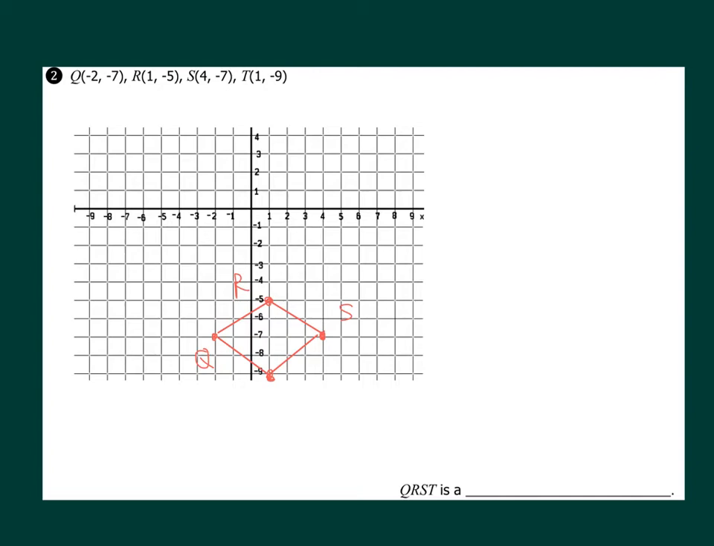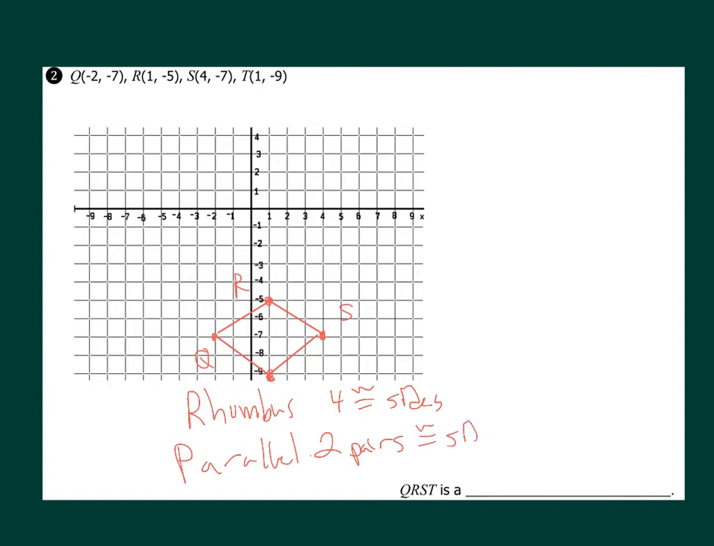It looks like it could be either a rhombus, if all four sides are congruent, or maybe a parallelogram. But undoubtedly, this is not a square. This is not a rectangle. If it's a rhombus, we're going to have four congruent sides. And if not, we're going to have two pairs of congruent sides.